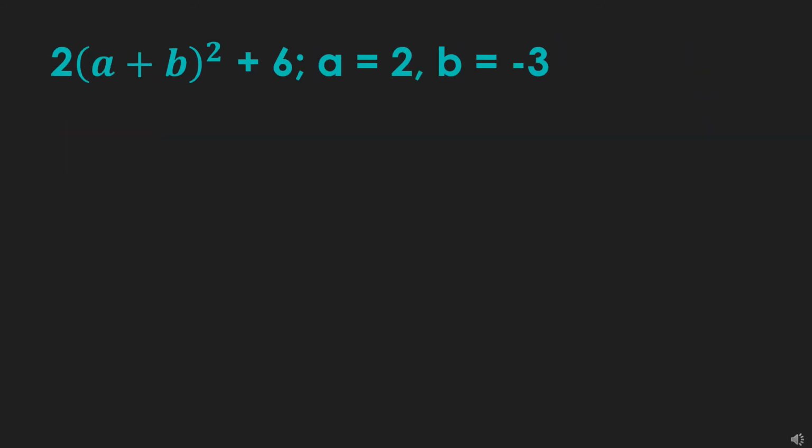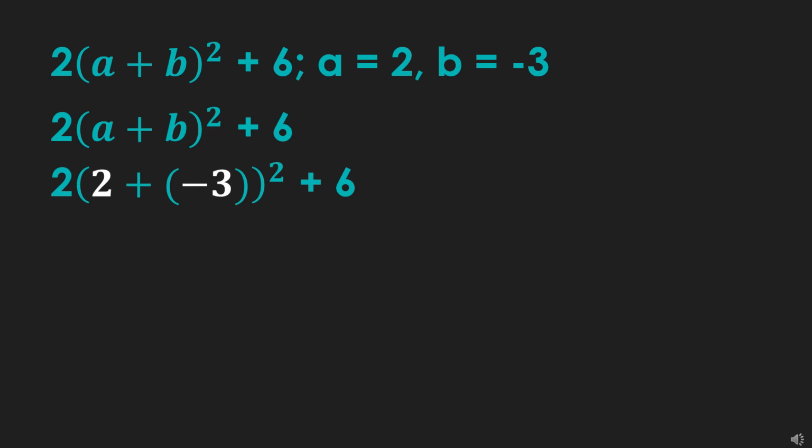Finally, we have this algebraic expression 2 times the quantity of a plus b squared plus 6, where a equals 2 and b is equals to negative 3. Again, the first thing to do is replace the variables with their corresponding value. Next, following the PEMDAS rule, we have to solve first what is inside the parentheses, 2 plus negative 3. This is now adding two integers with different signs.